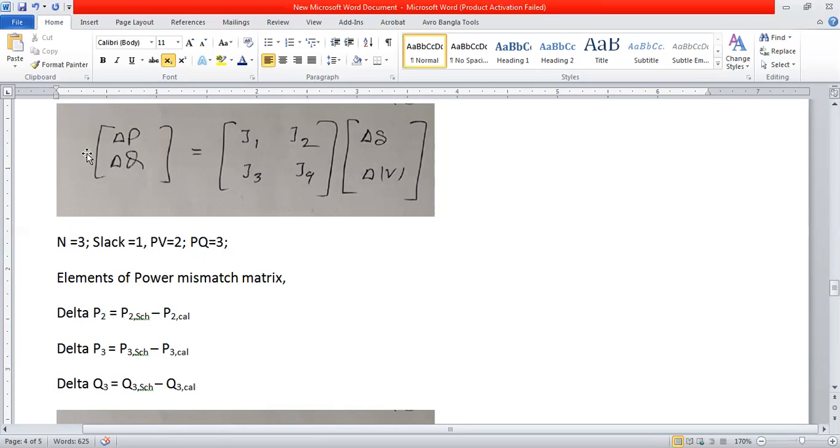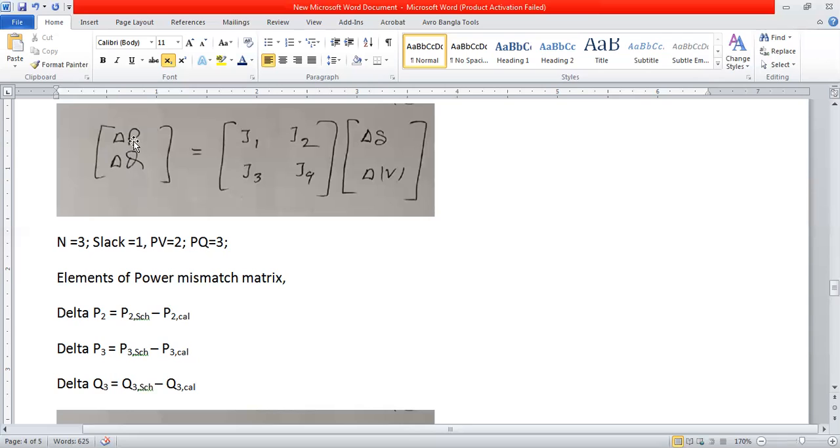This is the partial derivative of the power equation. At first the power equation is del P2. The power mismatch vector is a 3-by-1 matrix, and the correction vector is also a 3-by-1 matrix. So this Jacobian should be a 3-by-3 matrix, so 3 rows and 3 columns.